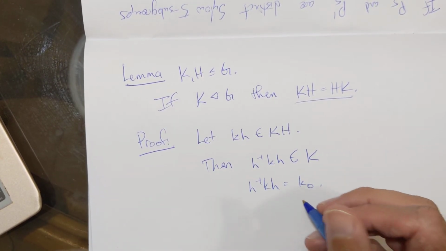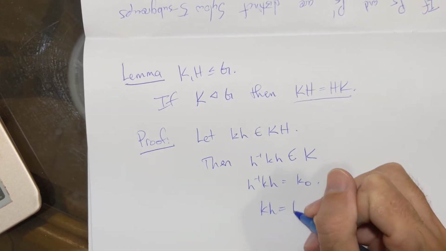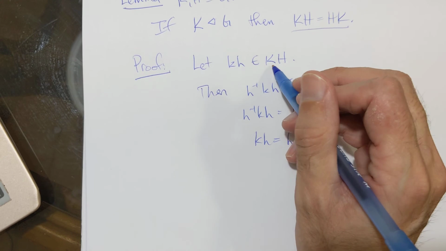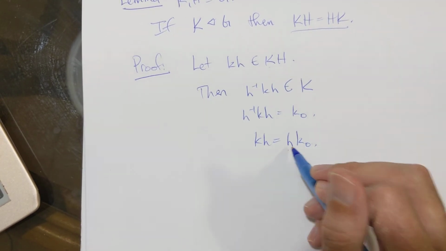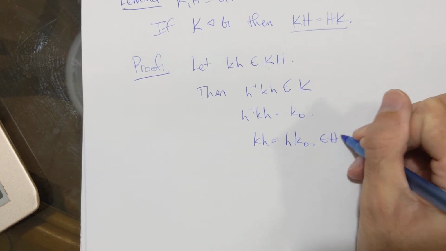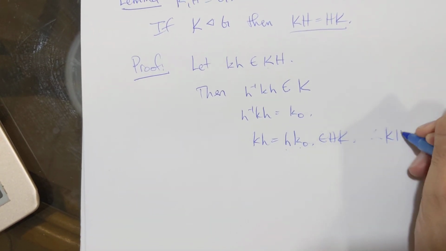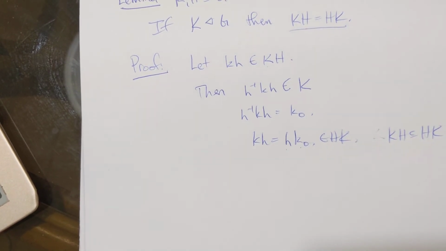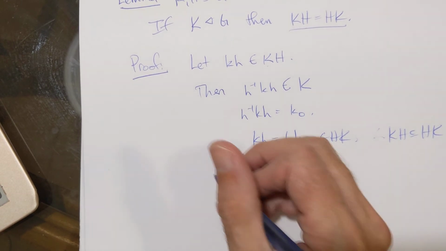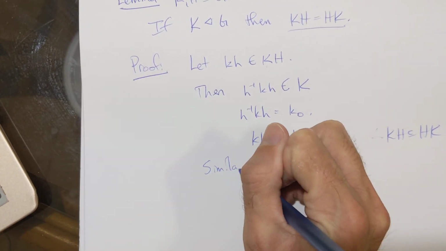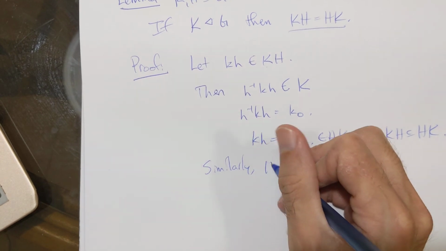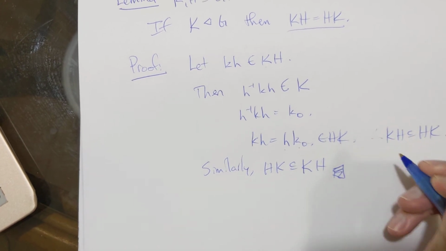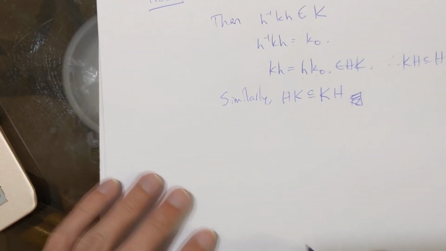Now multiply on the left by h, so you get kh equals h k0. This tells you that an element in K times H can be written as H times K. So this tells you that KH is contained in HK, and the reverse direction is similar. So I'll just say similarly, or you can check it for yourself, but it's not hard to believe. You get that, QED.